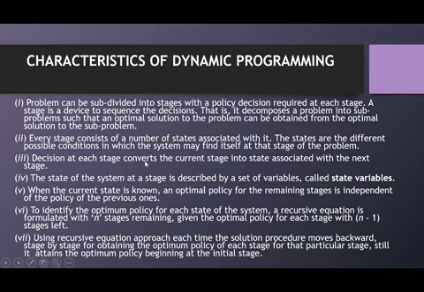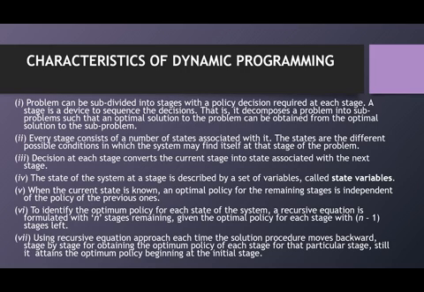Decision at each stage converts the current stage into state associated with the next stage. So whenever I am able to define a decision policy, when I arrive at a solution for stage 1, it should associate itself, or it should influence, or it should lead to the solution for the next stage. That is what the third characteristic tells you.